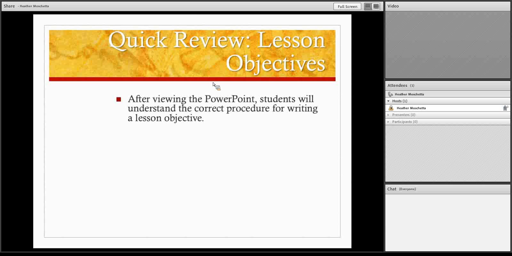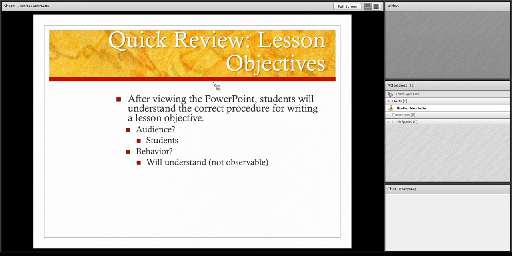So here's the sample objective. After viewing the PowerPoint, students will understand the correct procedure for writing a lesson objective. So let's quickly go through the ABCD. Is the audience identified? Sure, that's the students. What about the behavior? Well, behavior is identified as the students will understand, but it's not an observable behavior. But it's very easy to change that.